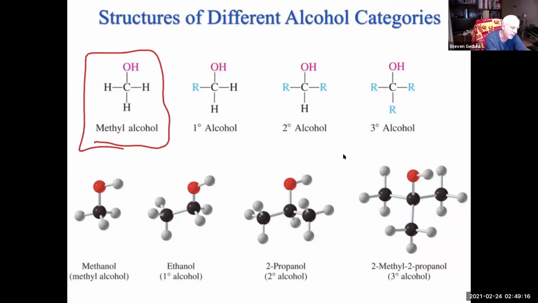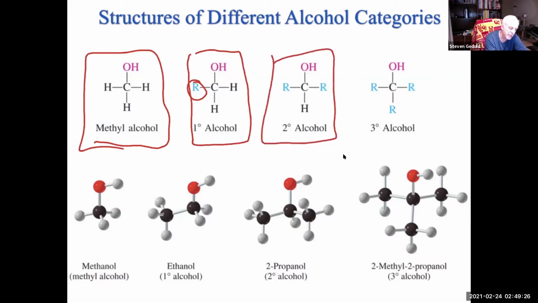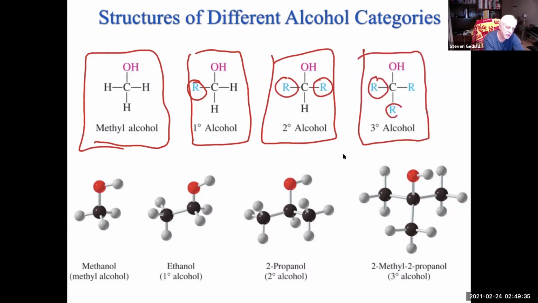Okay. A primary alcohol has one alkyl group attached. A secondary alcohol has two alkyl groups attached. A tertiary alcohol has three R groups attached. Okay, and this will be very important in the reactions because they react differently. Certain primary and secondary alcohols can react, whereas tertiary ones cannot because there's no hydrogen on them.